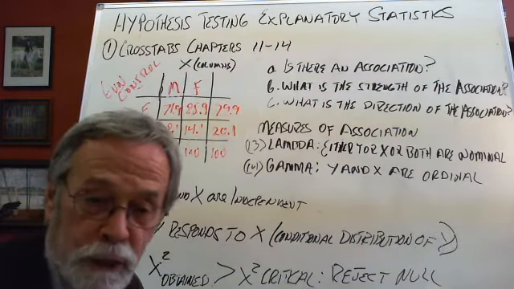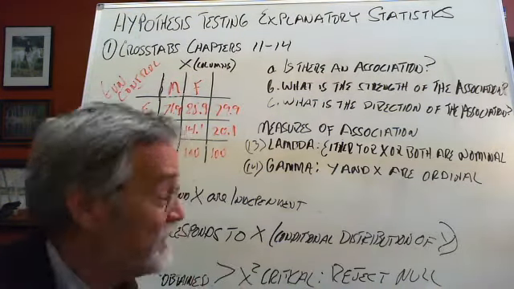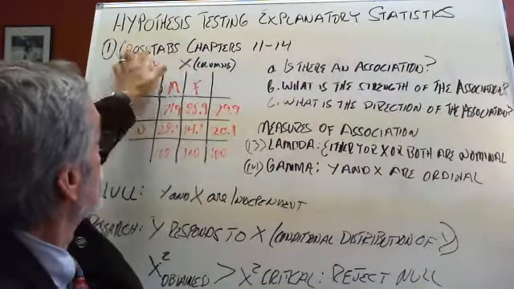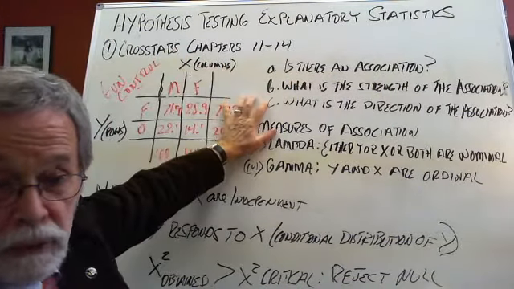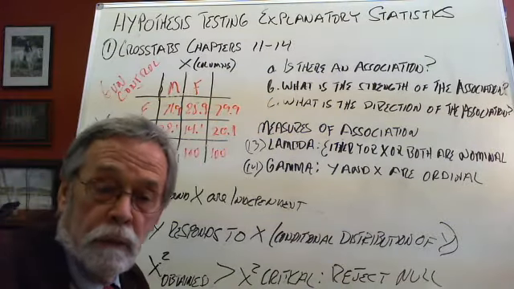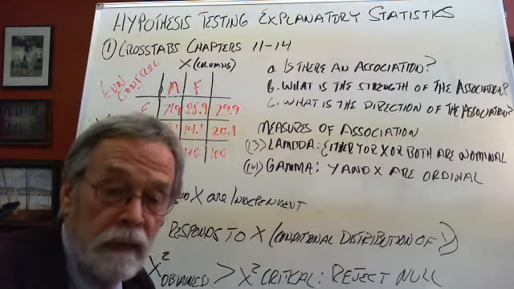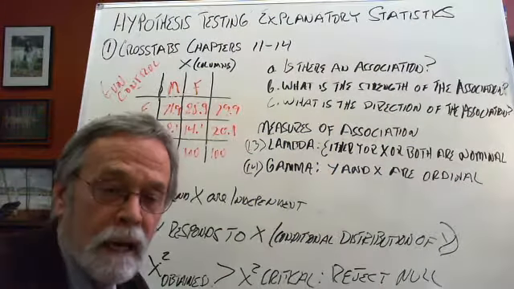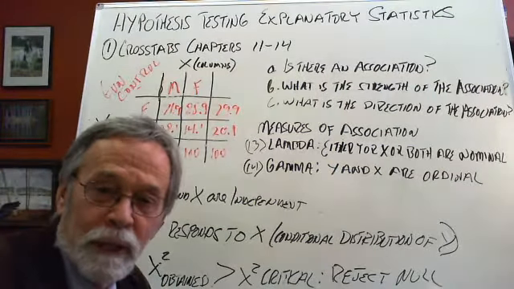Okay. That is, in a nutshell, probably a little big nutshell, right? Hypothesis testing explanatory statistics, number 1, Crosstabs, chapters 11 through 14. Next I'm going to do the next video, which will be on the analysis of variance. It'll be shorter than this one because we don't have all that chapter 12 background. So see you in a little while.